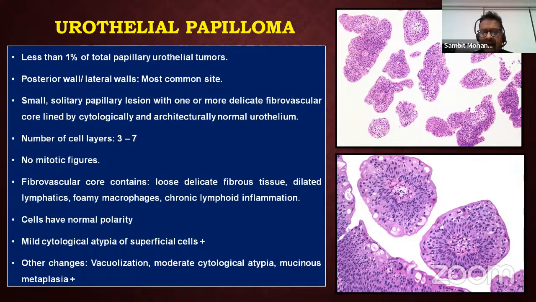In the topmost umbrella cell layer, you can see atypia again. You basically discount the umbrella cells when you look into the rest of the urothelium, along with other changes like vacuolation, cytologic atypia and mucinous change.